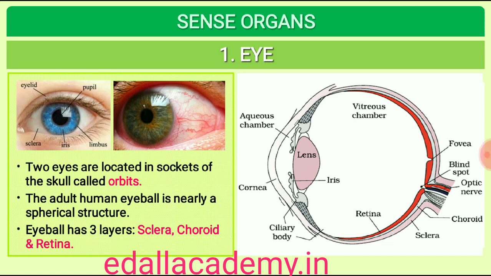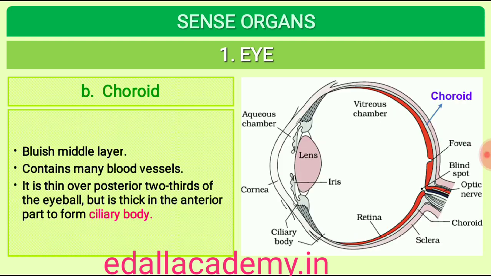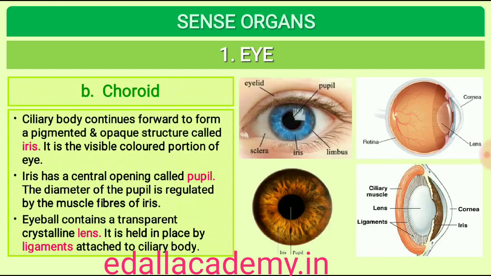The wall of the eyeball is composed of 3 layers. The external layer is composed of a dense connective tissue and is called the sclera. The anterior portion of this layer is called the cornea. The middle layer, choroid, contains many blood vessels and looks bluish in color. The choroid layer is thin over the posterior 2/3 of the eyeball, but it becomes thick in the anterior part to form the ciliary body. The ciliary body itself continues forward to form a pigmented and opaque structure called the iris, which is the visible colored portion of the eye.